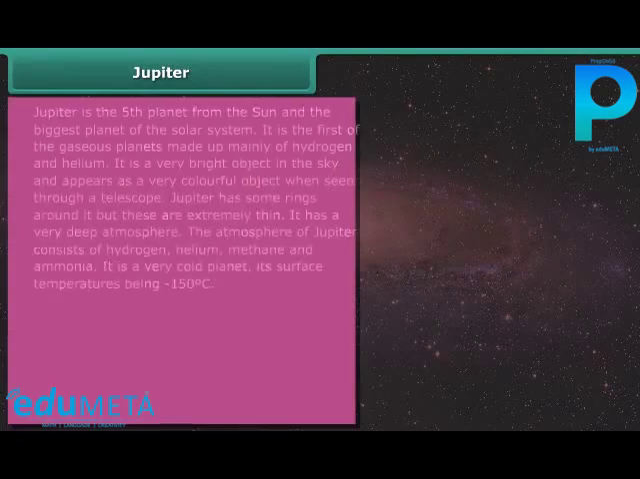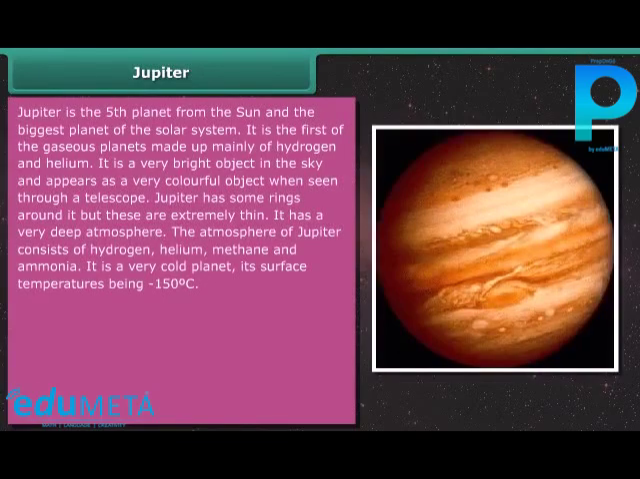Jupiter. Jupiter is the fifth planet from the Sun and the biggest planet of the solar system. It is the first of the gaseous planets, made up mainly of hydrogen and helium. It is a very bright object in the sky and appears as a very colorful object when seen through a telescope. Jupiter has some rings around it, but these are extremely thin. It has a very deep atmosphere.